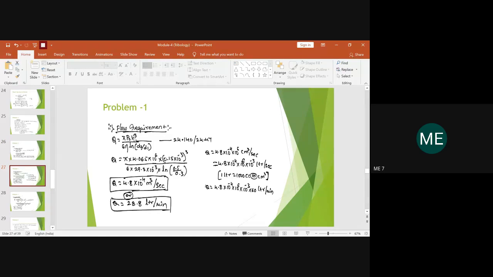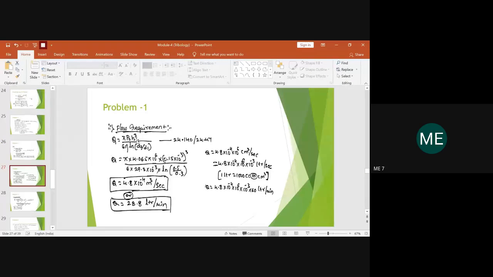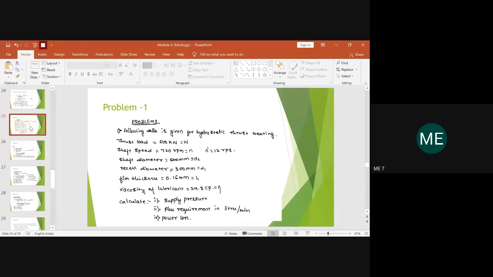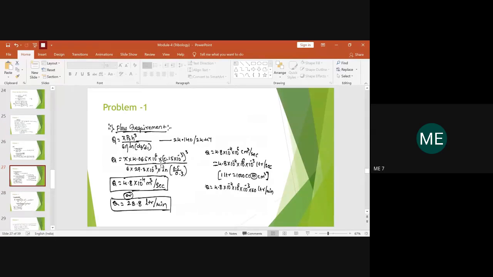So after that, in the rate of flow equation, you know pi is a constant. P naught you have calculated, which is 4.065 into 10 raised to 6. So you will substitute that value, and the oil film thickness is given as 0.15 mm. Don't forget to convert that into meters, so this will be 0.15 into 10 raised to minus 3. And sometimes students forget to write whole cube. So please write whole cube.